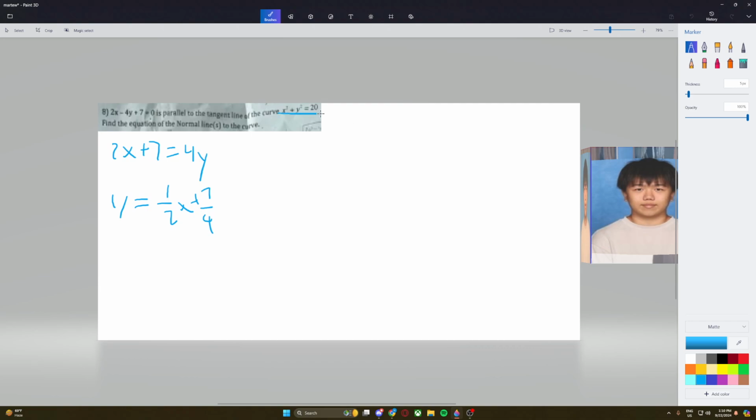Then there's implicit differentiation for this. x squared plus y squared equals 20. The derivative of the constant equals 0. Power rule: 2x plus 2y dy/dx. And then if we solve for dy/dx, we get negative x over y. We can get rid of those twos. Minus x to here, divide by y. So you get that.